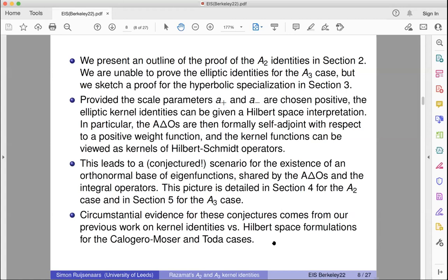So in particular, although I found a proof for the A2 case, the elliptic case, I could not push that through for the A3 case. It just got too gory. There are so many residues, and it got really too unwieldy. So I left that program. It's very likely true, mind you.